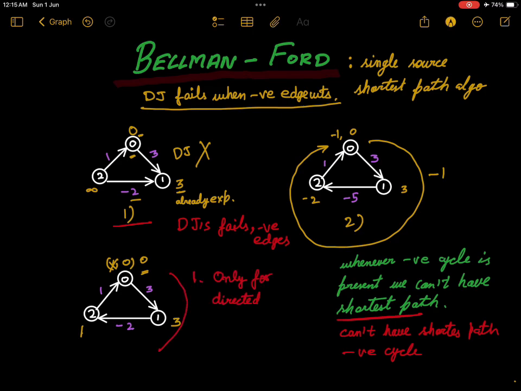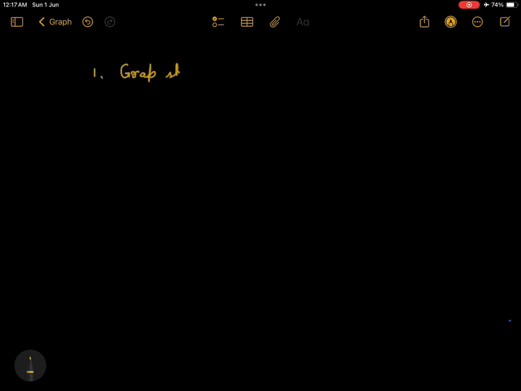And one more thing, Bellman-Ford is only for directed graphs. Why am I saying this? Suppose we have an undirected graph of 2 edges with a negative weight. Okay, so if you see carefully, it is nothing but a cycle, right? A cycle with a negative weight, so it will be a negative cycle. So we can't have the shortest path here.